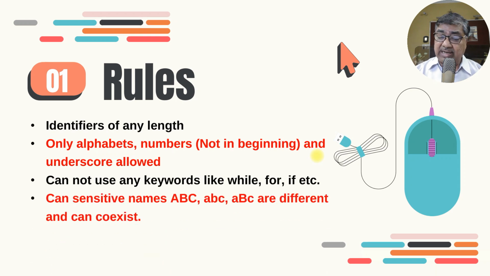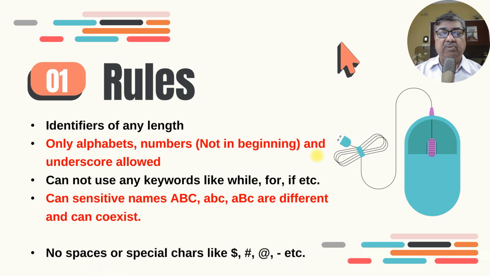And they are case sensitive names. ABC capital and abc lower, or A capital BC, will be different, and they can be given as labels for different values or even the same values, and can coexist. They can exist in the same program. Okay. So rules are identifiers of any length, only alphabets, numbers not in the beginning, and underscore allowed. Cannot use any keywords like while, for, if, etc. Case sensitive names: capital ABC, small abc are different. A, capital BC is also different.